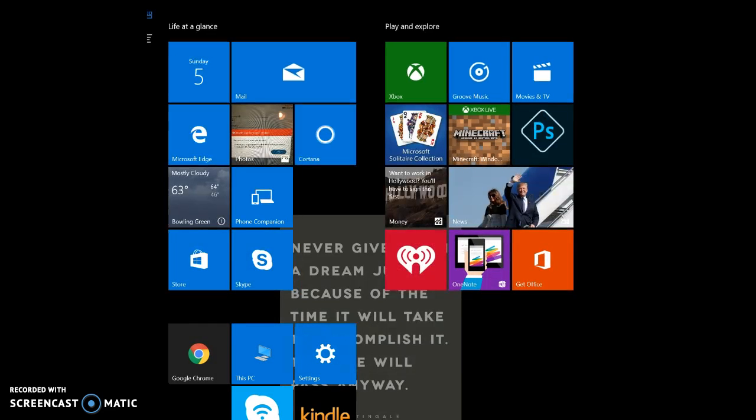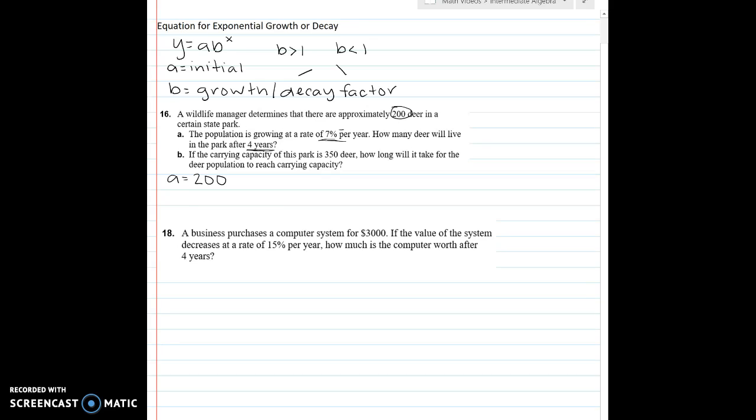So this is the most important piece. We need to write this as a growth factor. So we know that this number needs to be bigger than 1. And so what we do is we think about 7% not as a percentage, but as a decimal, 0.07. So your growth factor is going to be 1.07. Because if you're growing at 7% per year and you already have 200 deer, we need to add 7% to that. So this is going to ensure that we have a growth equation.